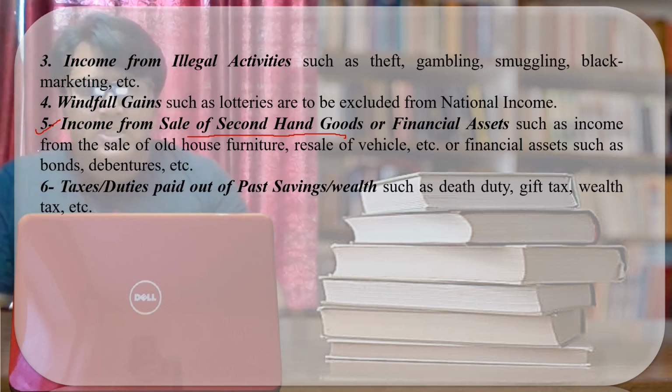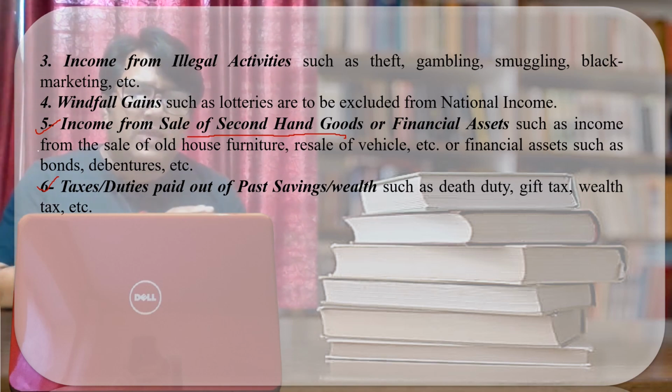Next is tax duties paid to the government. Always remember, tax duties paid out of post-savings wealth will not be considered. Why? Because it is nothing but a transfer payment. When you are paying the tax, do you really feel that the government is liable to render any service to you? Answer is no. We are paying the tax without any consideration for the money which we are paying to the government. The government is not giving any services to us. So it is nothing but a transfer payment, so it should not be considered while calculating the national income.